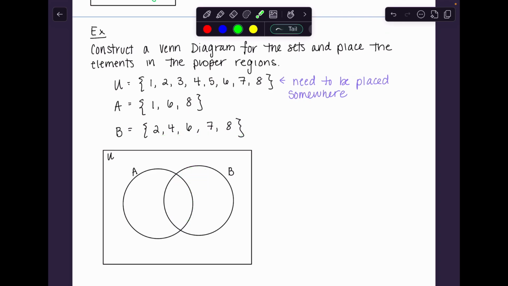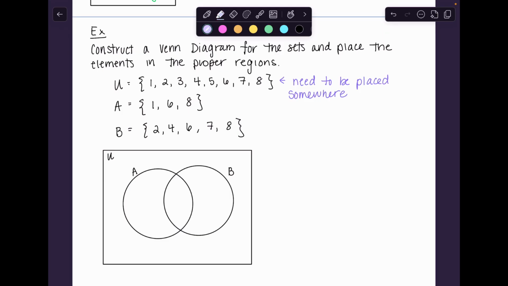Personally, when I go about these, I always like to start right here in the middle, okay? Because otherwise, if I start jumping in, okay, I got to place 1, 6, and 8. Let me see, where does number 1 go? Okay. Well, it's here, it's in A, it's not in B, so that means it has to go out here. Then I got to go down the list. That's complicated to me. Instead, I like to look at the overlap.